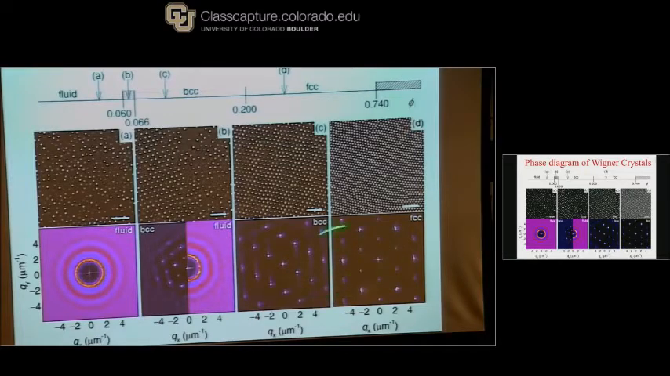You can do the scattering. You can measure the structure factor. This, it turns out, is FCC. This is BCC, so it's actually a transition between FCC and BCC. And that's actually a well-known transition.